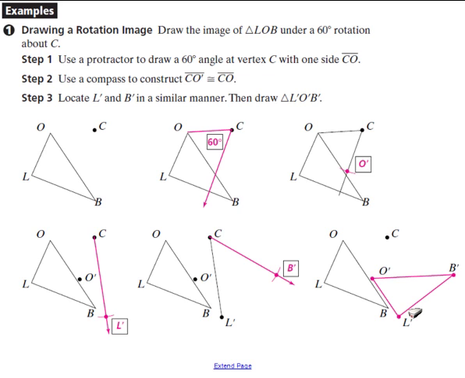Again, you're not going to have to do that on a quiz or a test or anything, but it is important for you to understand that just like when we reflected each point, or when we translated each point, if we're rotating an image, you can rotate each point. So 60 degrees around from there to there, 60 degrees around from there to there, and 60 degrees around for B from here to here.